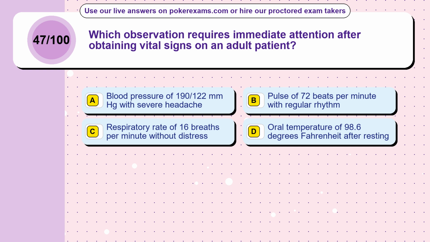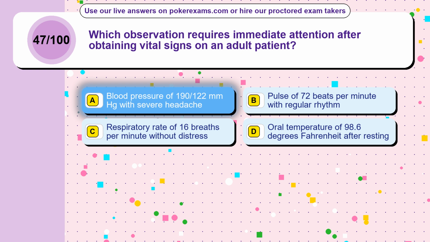Question 47. Which observation requires immediate attention after obtaining vital signs on an adult patient? Option A. Blood pressure of 190/122 mmHg with severe headache. Option B. Pulse of 72 beats per minute with regular rhythm. Option C. Respiratory rate of 16 breaths per minute without distress. Option D. Oral temperature of 98.6 degrees Fahrenheit after resting.